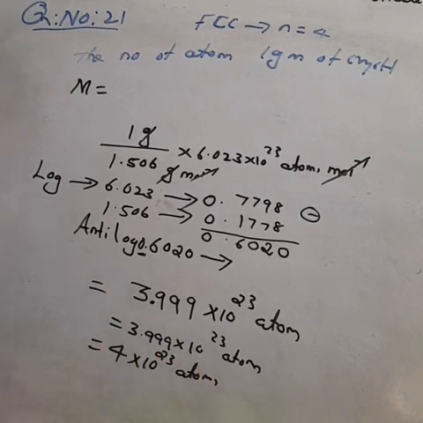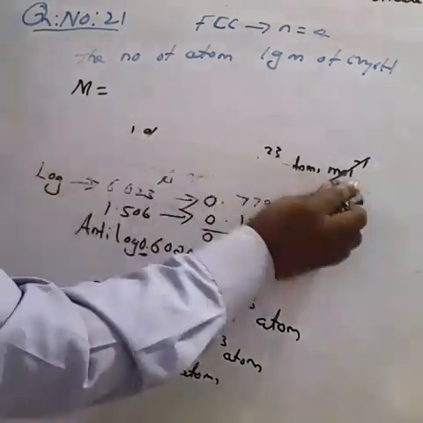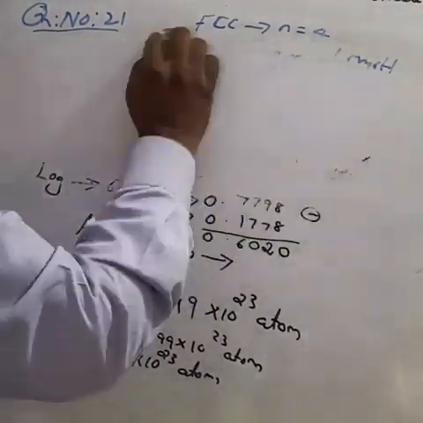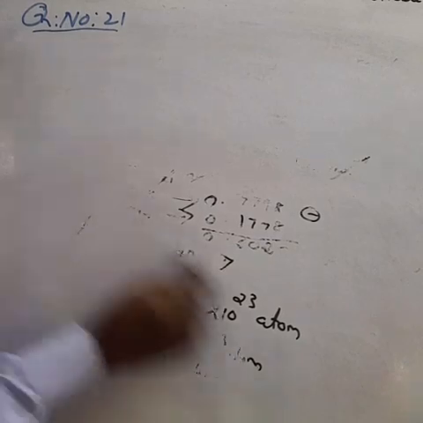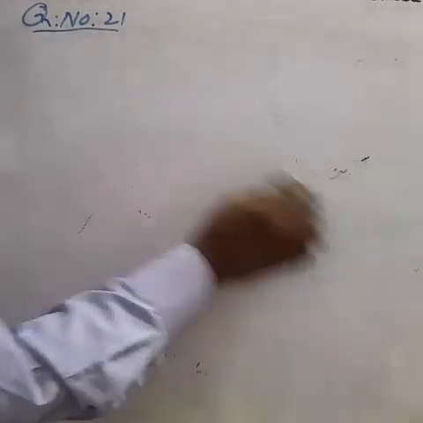Next question. Question number 22, page number 201. Atoms X and Y form a BCC crystalline structure. Atom X is present at the corner of the cube and Y is at the center of the cube. What is the formula of the compound?